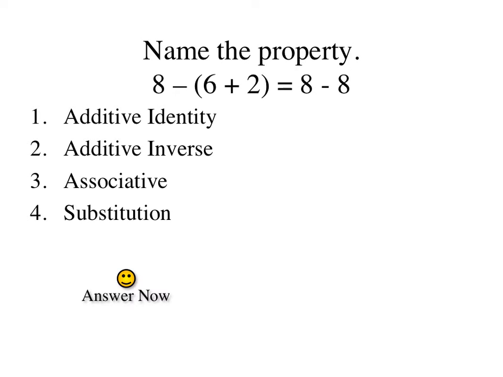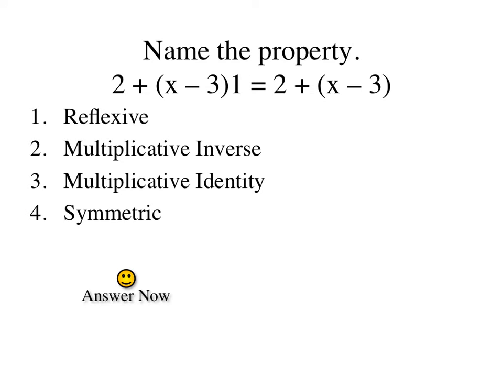Second example, if you want to again pause and see if you can figure out which property this one is. Okay, this should have been your substitution, and if you take a close look, it's changing that 6 plus 2 to what it is, which is 8, and you're basically substituting that value out.